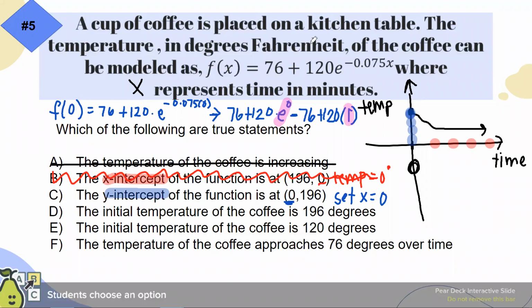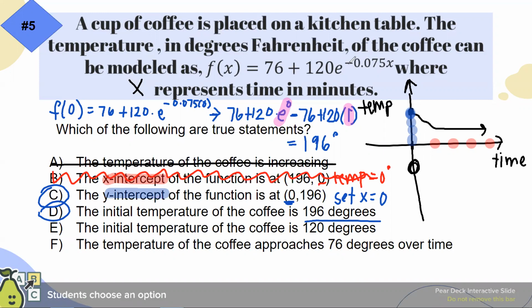And now we can see what the temperature is at time equal to 0. It's going to be 76 plus 120, and that is 196 degrees. So when your coffee comes out, the initial temperature is 196 degrees. So D is definitely a true statement, and it's also the y-intercept, right?